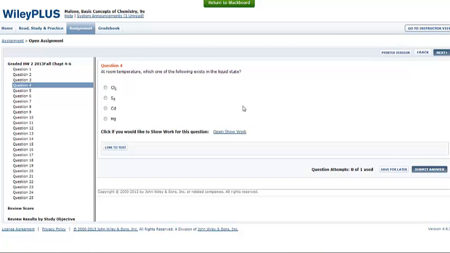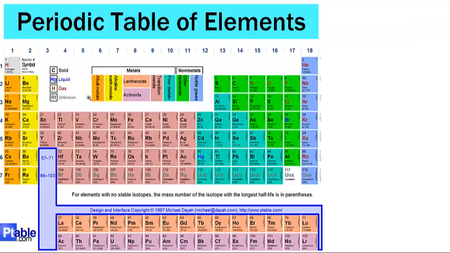Question 4, at room temperature, which one of the following exists in the liquid state? So again, we look at the periodic table, liquid state. Remember the default is they're all solids. Gases are hydrogen, and then we start again at the most abundant gas in the atmosphere, nitrogen, oxygen, fluorine, and then we reverse and go down, fluorine, chlorine are gases, and then we hit bromine.